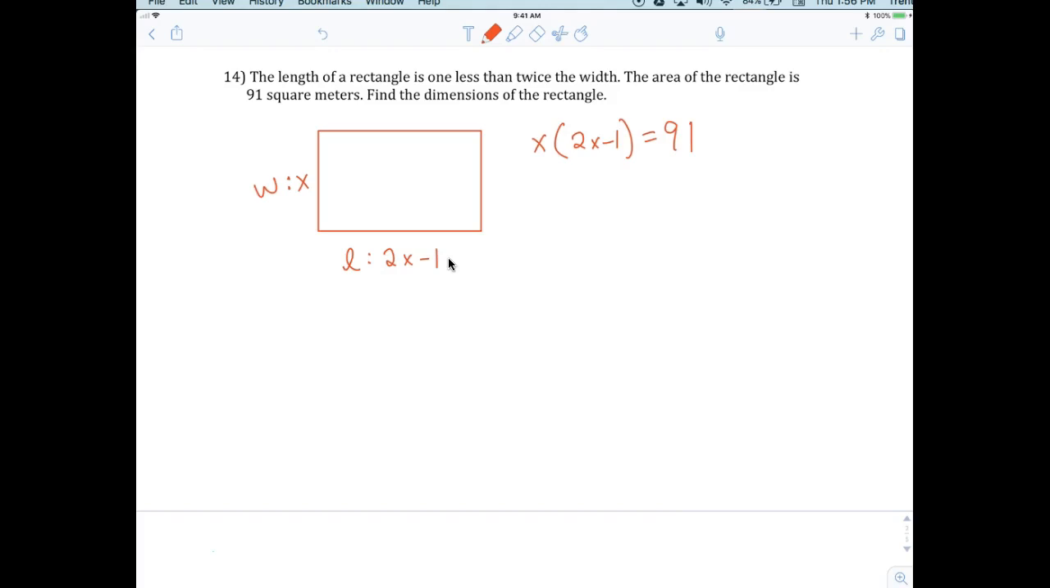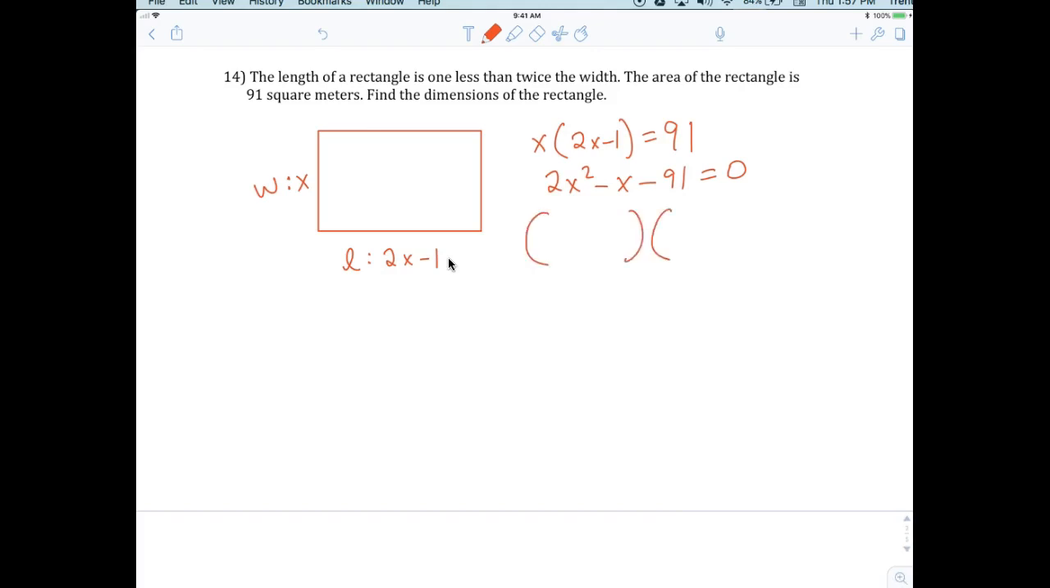Everybody happy with that? Distribute, right? So now I have 2x squared minus x minus 91 equals 0. Everybody see that? Is that factorable? Shall we try?